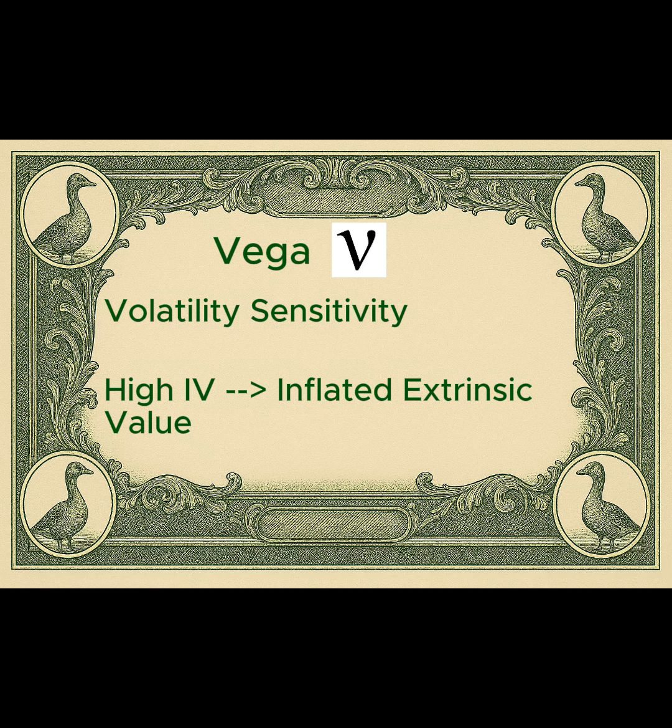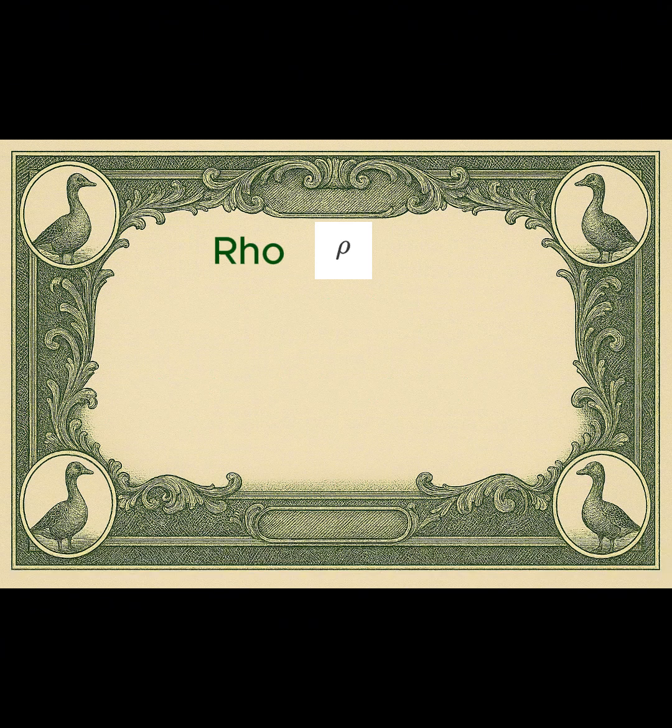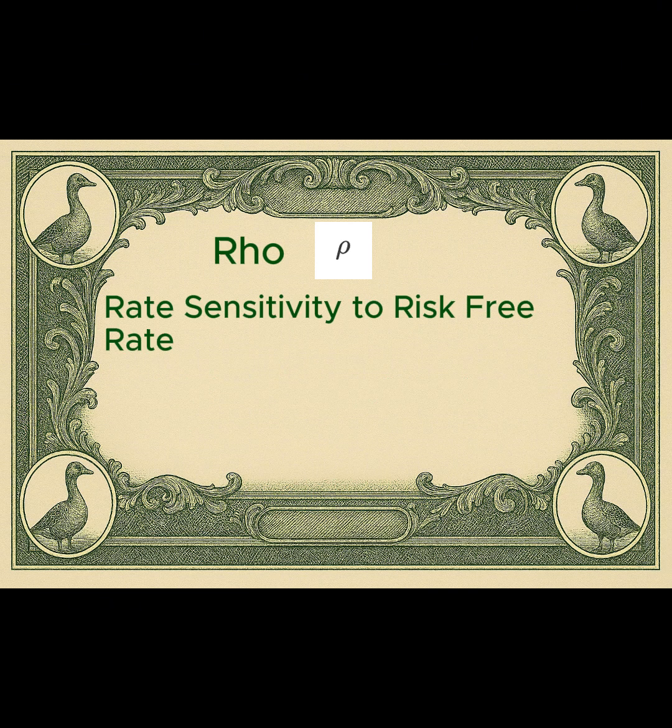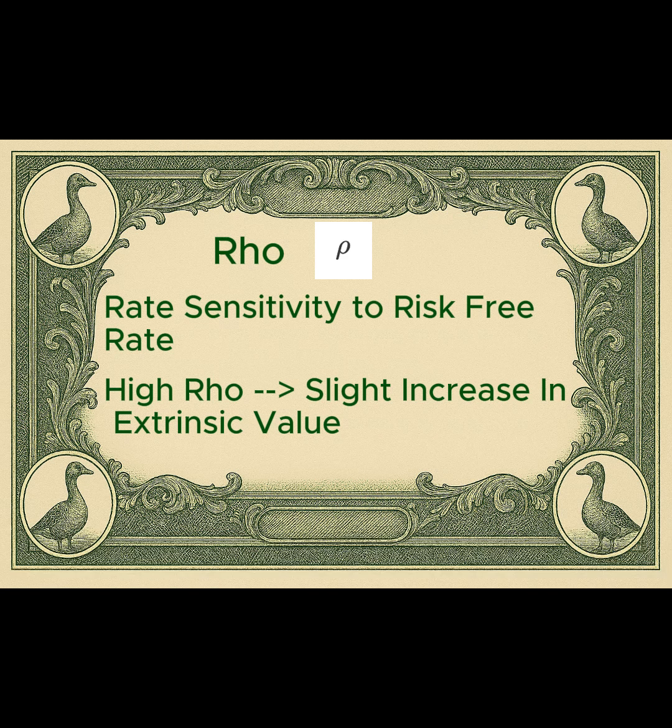If the IV was low when you bought it and jumps high, your extrinsic value increases. The opposite can happen as well. If IV was high when you bought it and it drops dramatically, your call will lose value accordingly. Rho. How sensitive a call can be based on the risk-free rate. As rho increases, extrinsic value increases slightly.